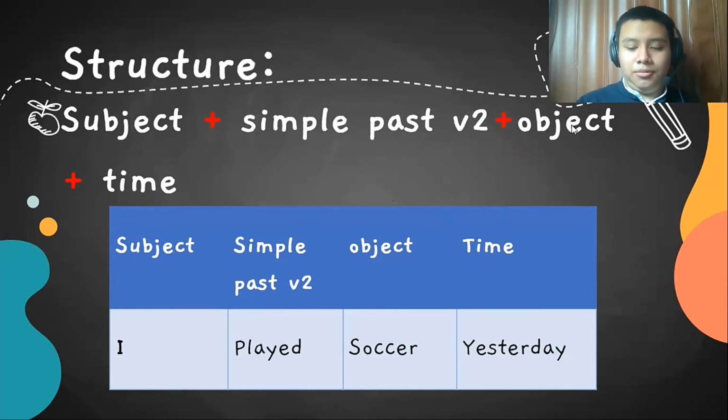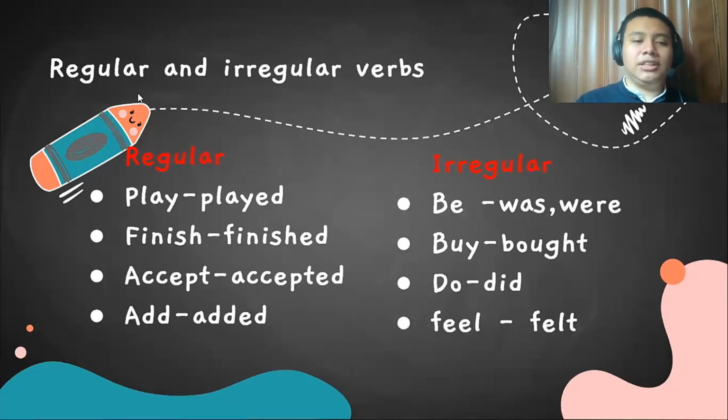So as you notice here, the simple past forms of the verb are necessary to use the simple past tense. All verbs have one, and they can be classified into regular and irregular verbs. For regular verbs, to form their simple past, we simply add ed. For example, with play, we simply add ed to form played, and finish, finished. And there we have other examples.